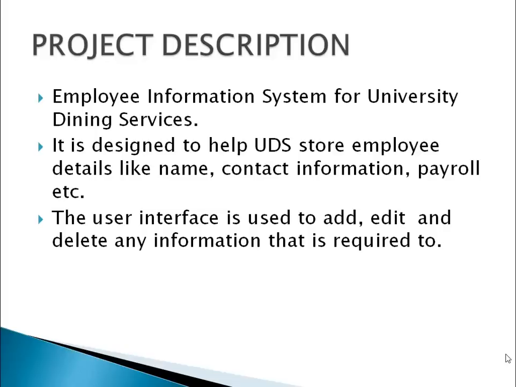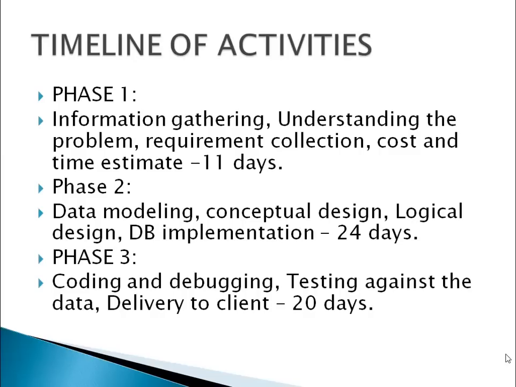Our information system mainly consists of two parts. One is the backend database and the other one is the user interface. The user, with the help of the user interface, can perform various operations such as adding a new employee and searching and retrieving details about the existing employees. The next slide tells about the timeline of activities.